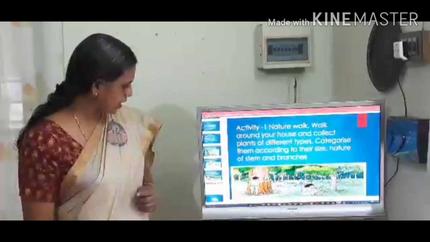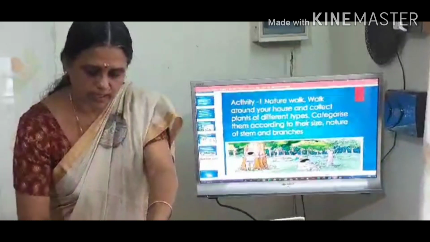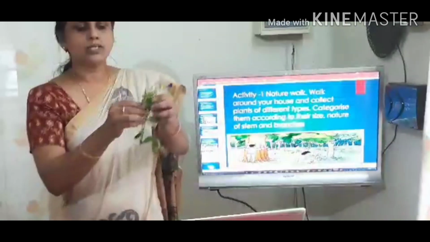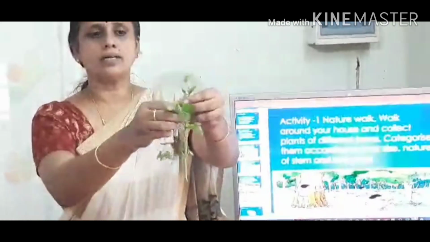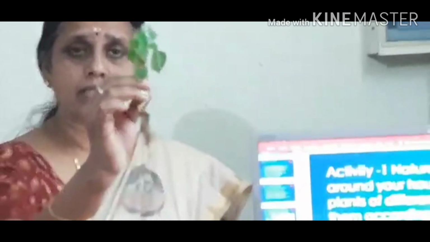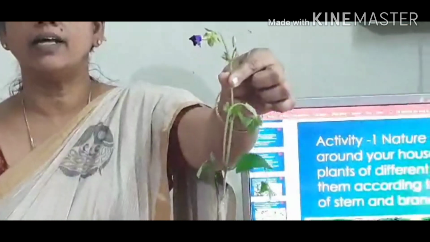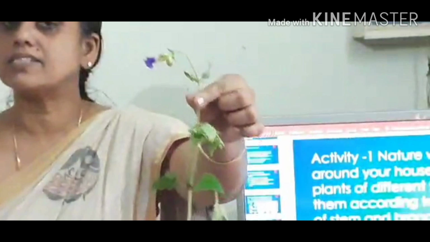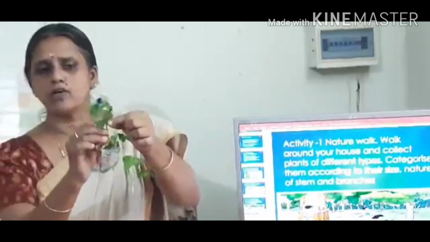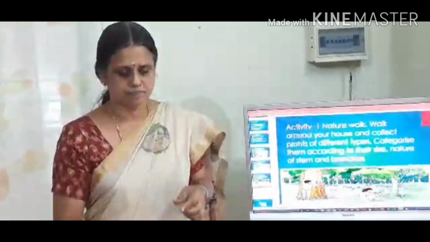So here, I'll show you the plants that I have collected. I told you I'll show you later, so I will show you now. The first plant here has a very slender and thin, green stem. It's a herb, a small plant. This one is also having a green and slender stem. It's coming under herbs. They grow only to a certain height and have a green and slender stem.